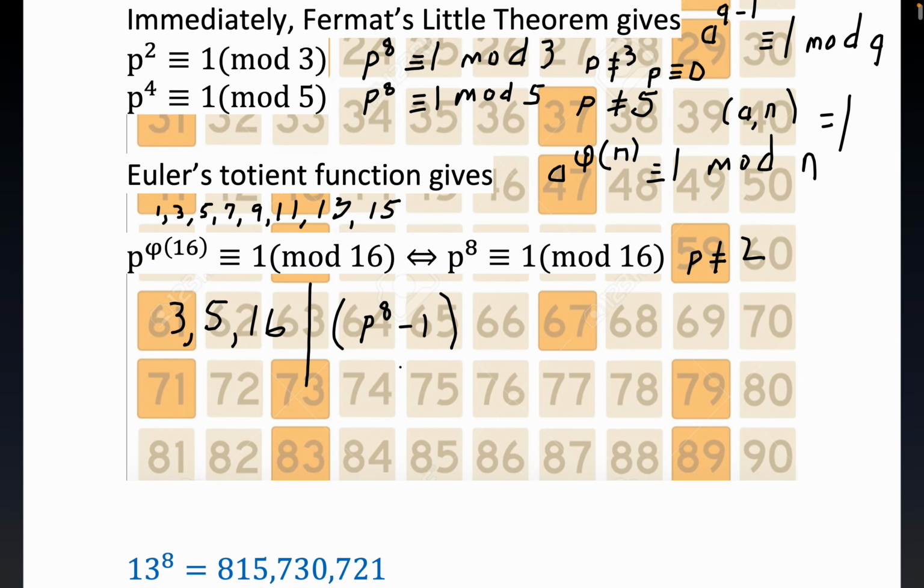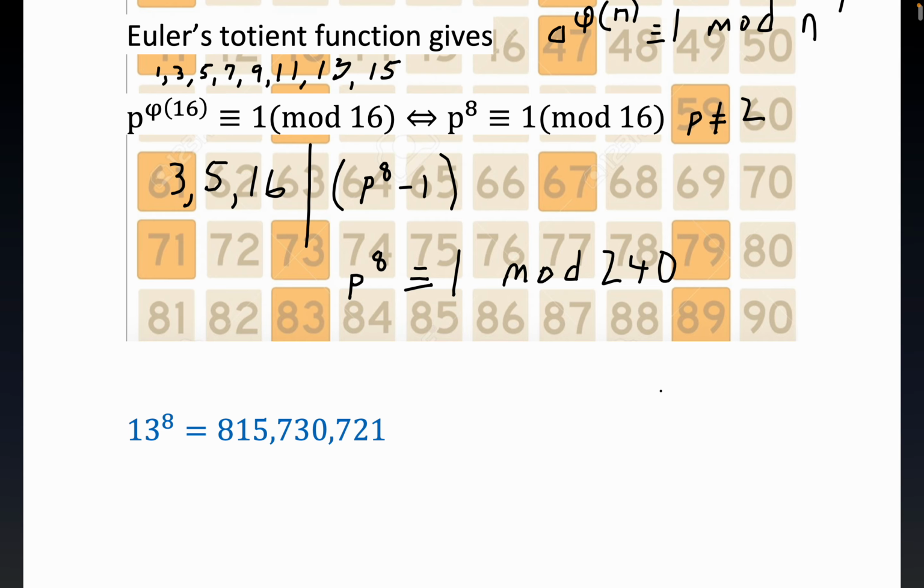That is, another way of stating this is p to the 8th is congruent to 1 mod 240. And that proves what we're trying to prove. So it's Fermat's little theorem, along with what they call the Euler totient function, that got the job done here for us. Now, just a concrete example here.